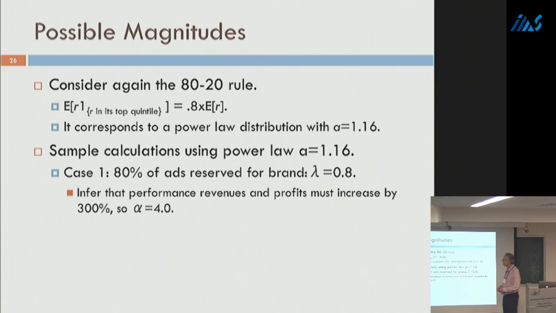So if we have the power law case with the 80-20 rule and we're setting aside 80% of the ads for brand advertisers, then on the ads that we're selling to performance advertisers, this claims a factor of 4 improvement both in the revenues on average and in the profits earned by the performance advertisers, and zero effect on the brand advertiser. This assumes a monopoly seller.